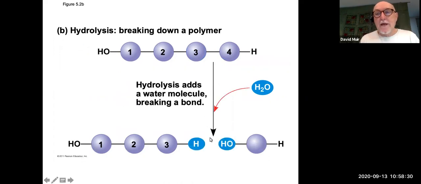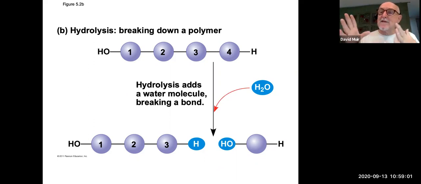And we do that in the cell by adding water. So we made the molecule with a dehydration reaction. We break it down by putting in a water molecule. It goes back to where it was. But when we do this, some energy is released, and that energy can be harnessed by the cell and used. So these polymers, not so much proteins, can be used for fuel.